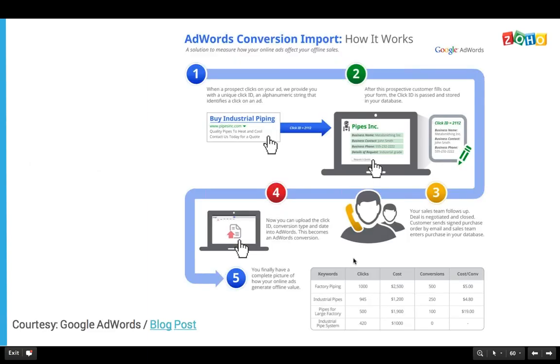In other words, it's something like this. The ad gets clicked, the person fills up the form, someone tracks every sign-up that happens, uploads it back to Google AdWords by matching the ID, and then you get to see the complete picture in AdWords. But that is quite a lot of effort.